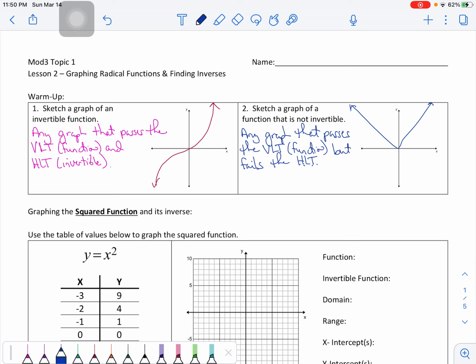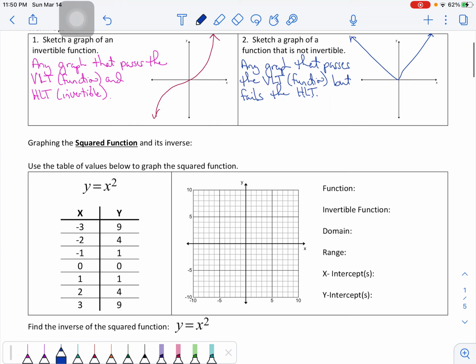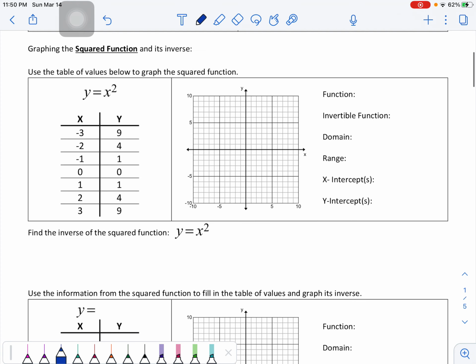So we're going to start with a warm-up, a couple of questions on invertible functions. Take a look at those. If you have any questions, let me know. I'm going to drop right down to what's called graphing the squared function. So the squared function is literally x squared, and we have this table of values. For every x value, we squared it, and we've got this wonderful table. We're going to graph it.